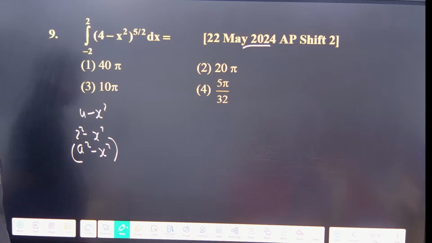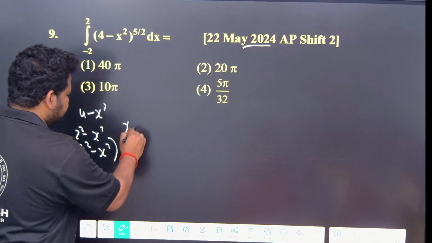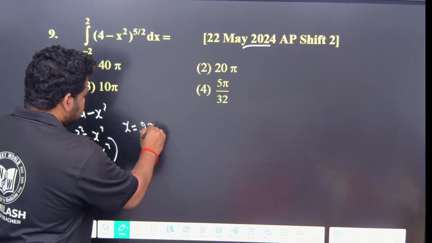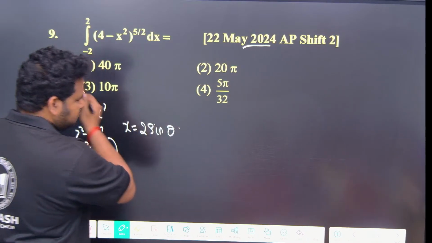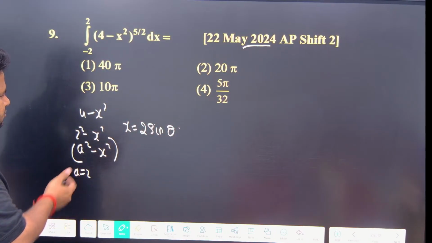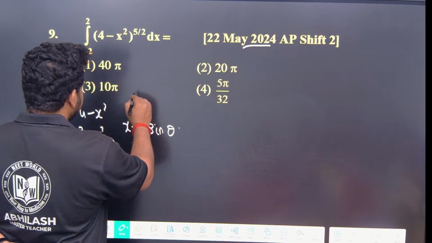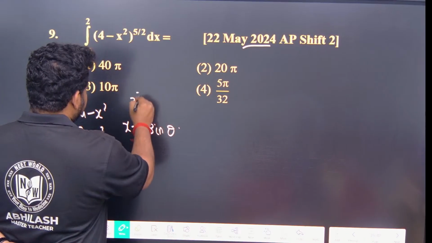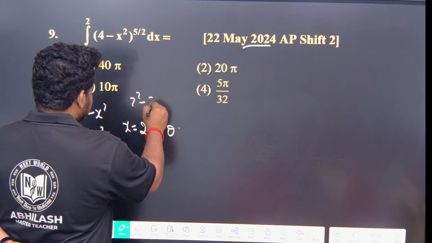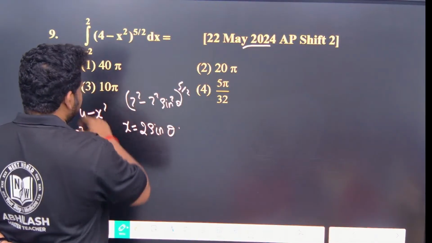A square minus x square means I should use a sin theta for x. Here a is 2. So for x I can put 2 sin theta, or 2 cos theta also I can use. Anything I want I will use. Okay, x is equal to 2 cos theta I will use. So this will become 2 square minus 2 square sin square theta, to the power of 5 by 2.